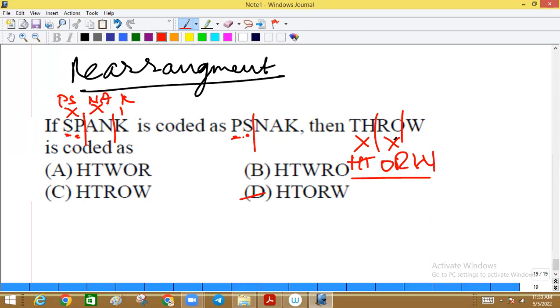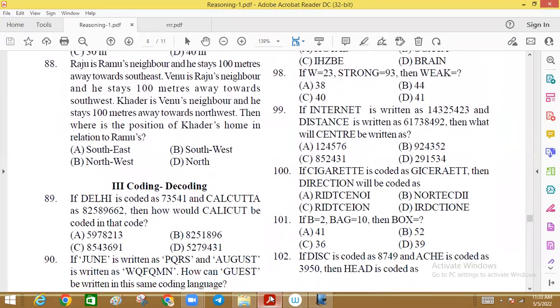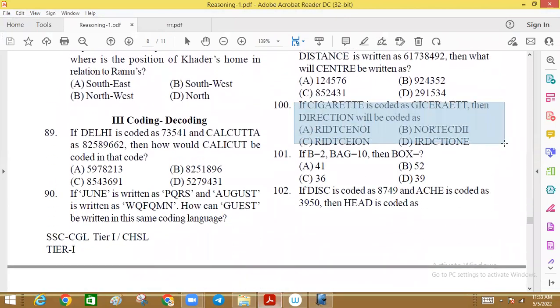How will this rearrangement be? Generally, I will tell that. What are the different types of rearrangements? We'll see some questions so that you'll understand the different types of rearrangements. In this case, what we did, we tried to divide the letters into two blocks. There are some questions where we divide the letters into three blocks also. For example, you see this question.